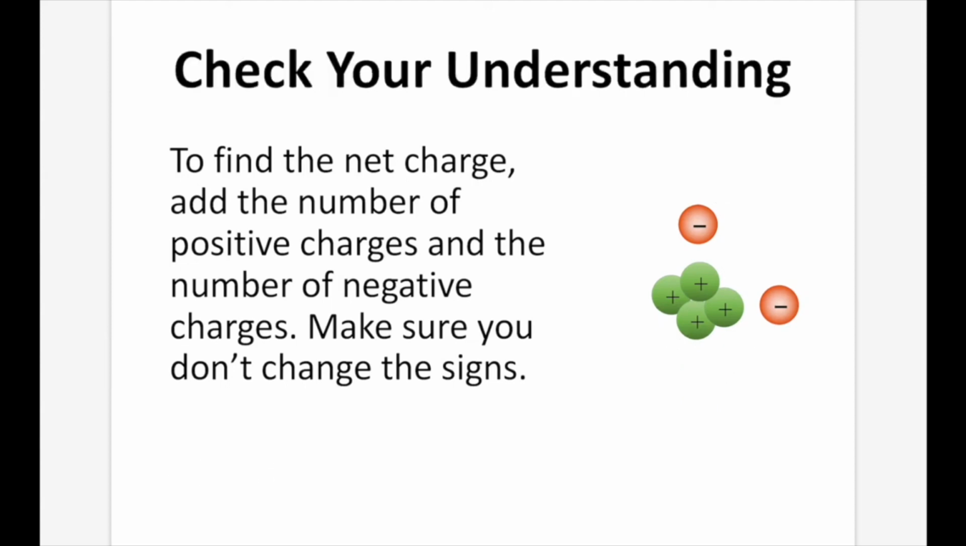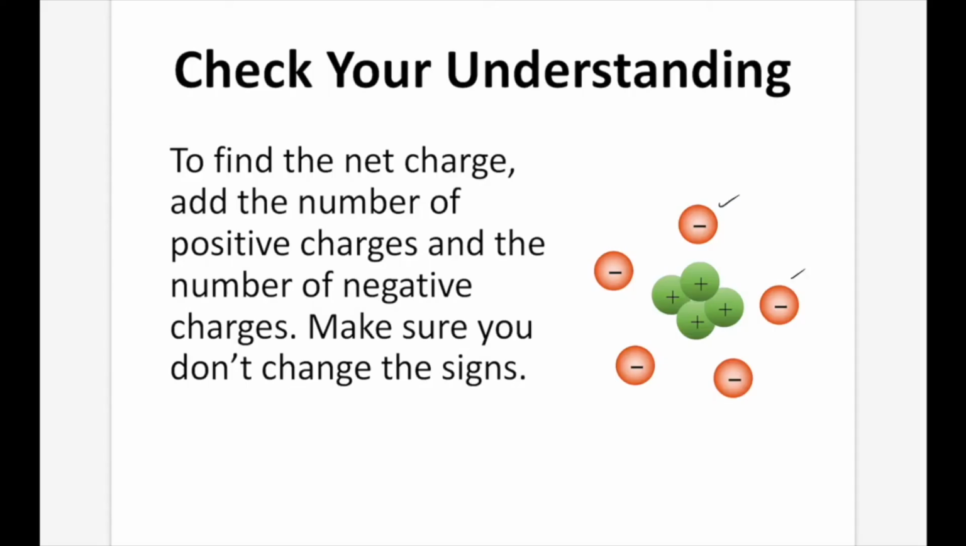Check your understanding. So to find the overall charge, we're going to take our plus 4, because that's how many positive charges there are. We're going to add negative 2, because there's 2 negative charges. Plus 4 plus negative 2 is plus 2. So this atom has an overall charge of plus 2. Check your understanding. Find the net charge.